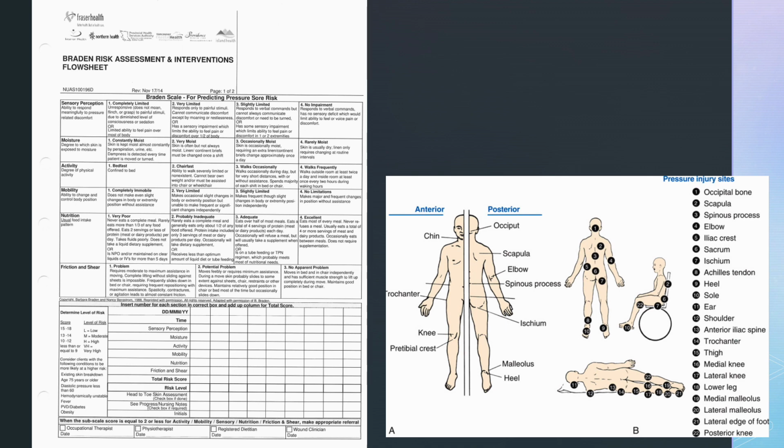If a patient is between 15 and 18, they are considered low risk of impaired skin integrity. 13 to 14 would be moderate risk, and 10 to 12 is high risk. Less than a 9 would be very high risk for skin integrity, and it notifies us as nurses that we need to take extra precautions to make sure that we maintain this patient's skin integrity.